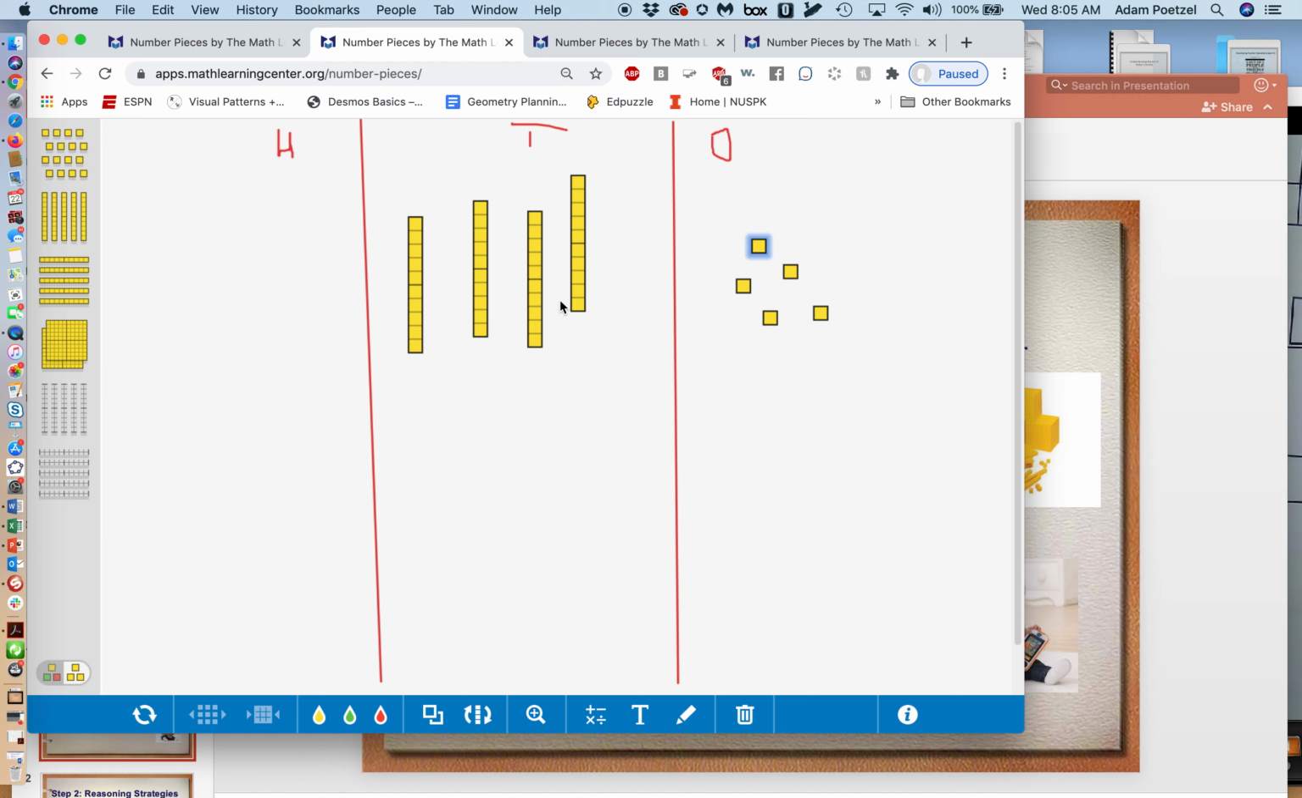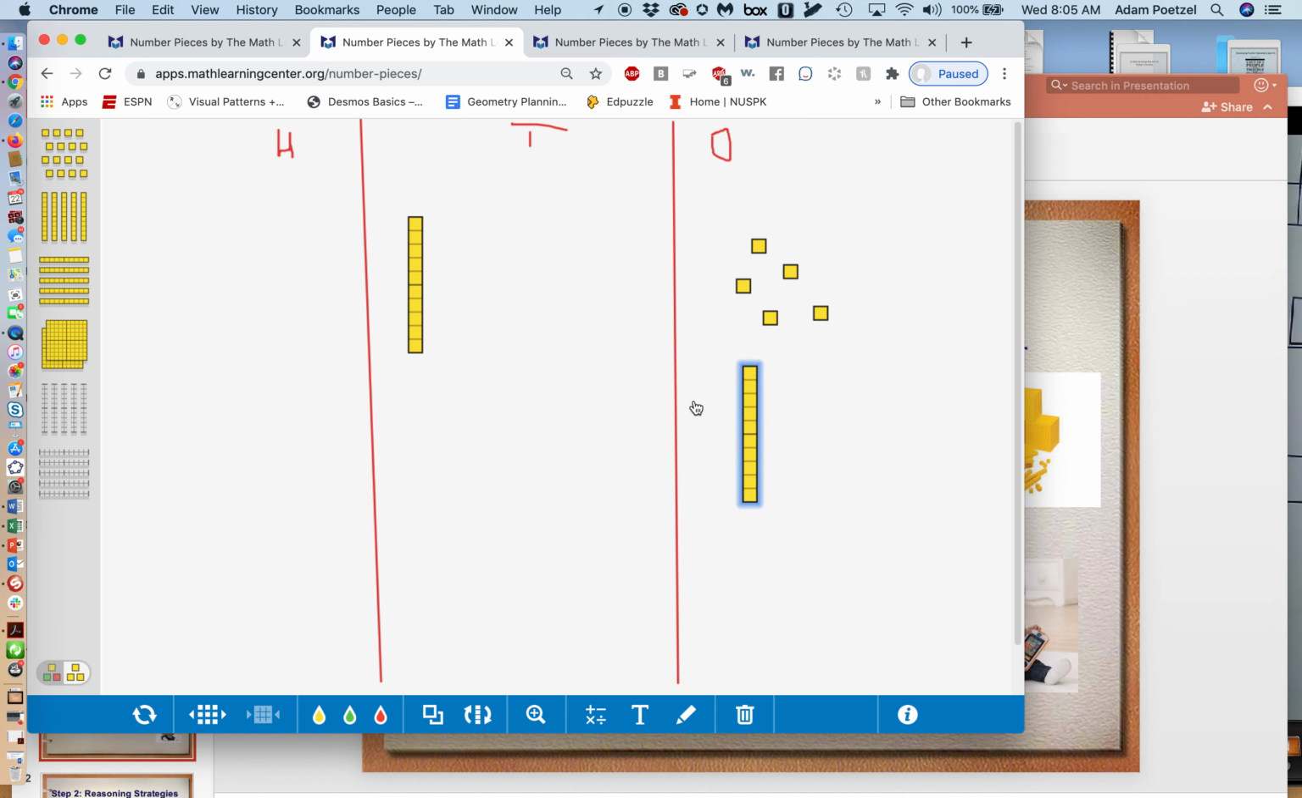I might realize, well, I know I have to take away 20, so I could take away 2 of these. Yeah, we could start with those. That's fine, and I took away 20. Now I have to take away 7, but I don't have enough ones to take away.